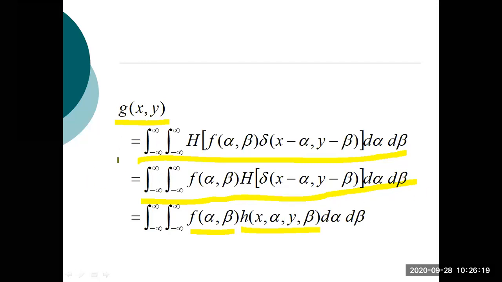So capital H of delta of x minus alpha comma y minus beta is equal to h of x alpha y and beta. So the change in x, the change in alpha, the change in y, and the change in beta with respect to the impulse. So now it is completely spatial domain. g of x comma y is equal to the double integral of f of alpha beta into h of x comma alpha comma y comma beta d alpha into d beta.